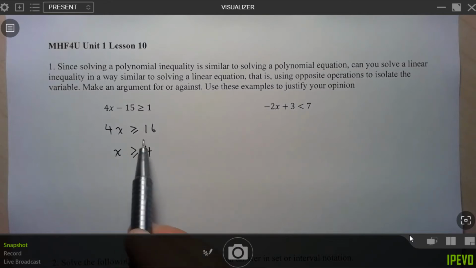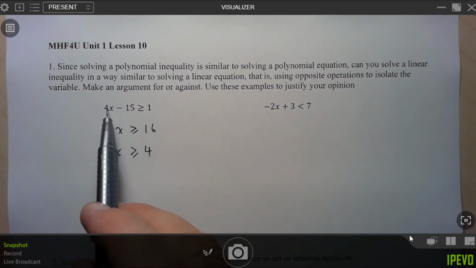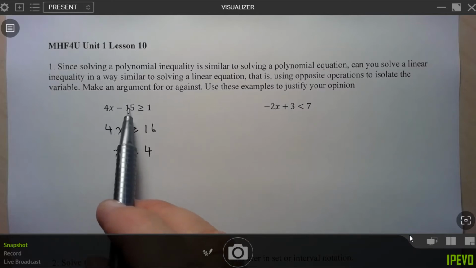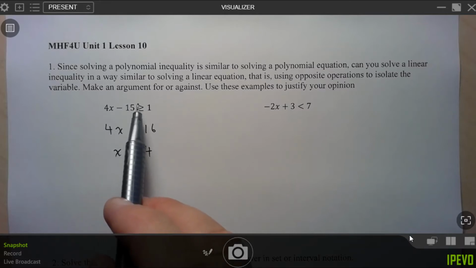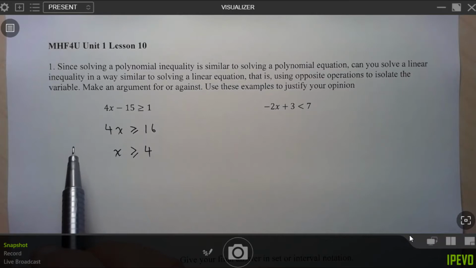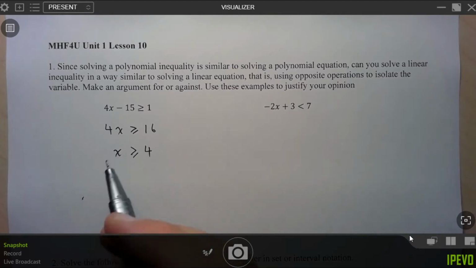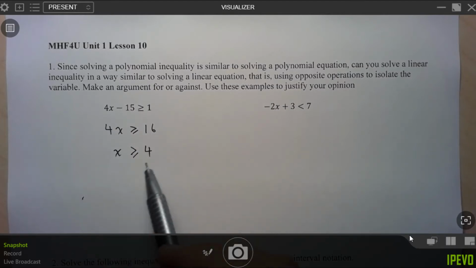But if I try to take something that's not in this set, let's say I take 3, 4 times 3 is 12 minus 15 is negative 3. That's not greater than or equal to 1. All right. And if I take anything else that's less than 4, I'm going to see that the inequality won't hold. So that means these are all the x values that satisfy that inequality.